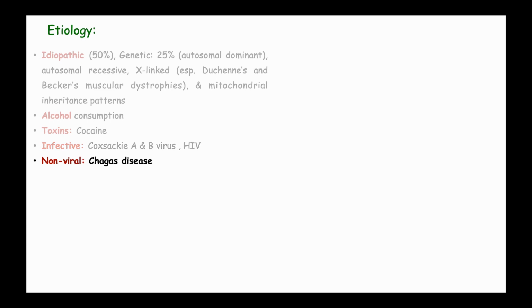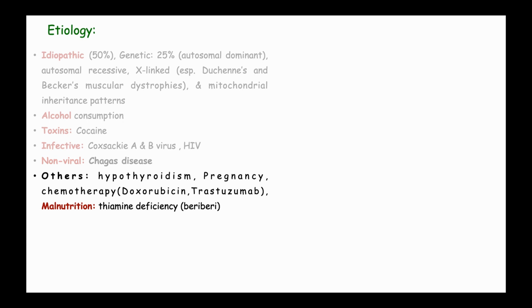Among the non-viral causes, we have Chagas disease, which is caused by Trypanosoma cruzi, mostly endemic in Southern America. Then we have others, including hypothyroidism in pregnancy, and so in pregnancy we may have postpartum dilated cardiomyopathy. Then also the use of some chemotherapeutic medications in the treatment of cancer. Examples include doxorubicin and trastuzumab. These are toxic to the heart muscles. Then also malnutrition has been implicated, specifically thiamine deficiency seen in beriberi.